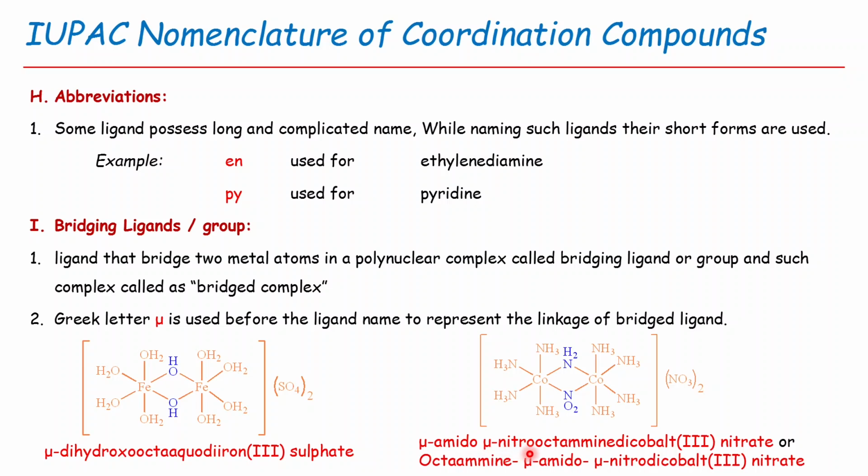Similarly, mu-nitrito: this nitrito ligand is bridged between the two cobalt. That's why mu-nitrito. Octaamine, because 1, 2, 3, 4, 5, 6, 7, 8 NH3 groups, that is ammine ligands, are present. Dicobalt, because 2 cobalt atoms are present. Third is because of the oxidation state of both cobalt atoms, and nitrate is the anion present outside the sphere of complex.